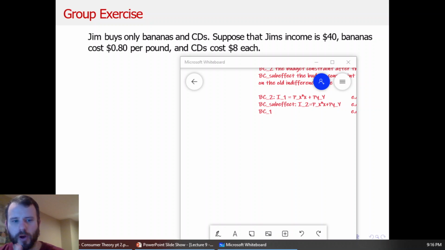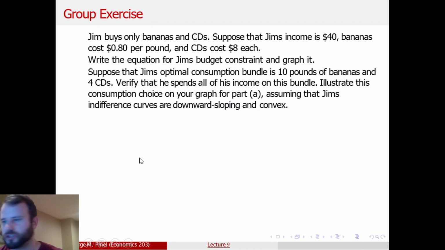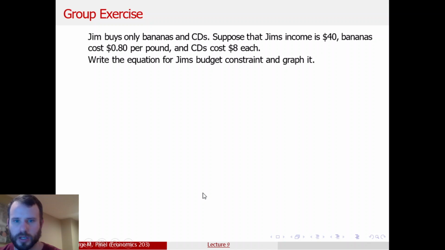All right, so let's move on to an example to help you flesh out what exactly we're doing and kind of wrap everything in a nice little neat bow. Okay, so Jim buys only bananas and CDs. Suppose that Jim's income is $40. Bananas cost 80 cents per pound and CDs cost $8 each. Okay. So write the equation for Jim's budget constraint and graph it. So let's do that.